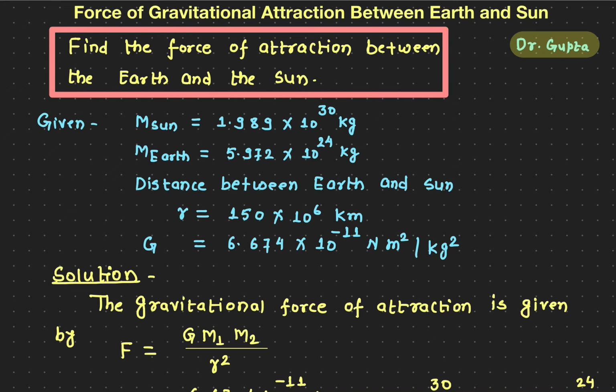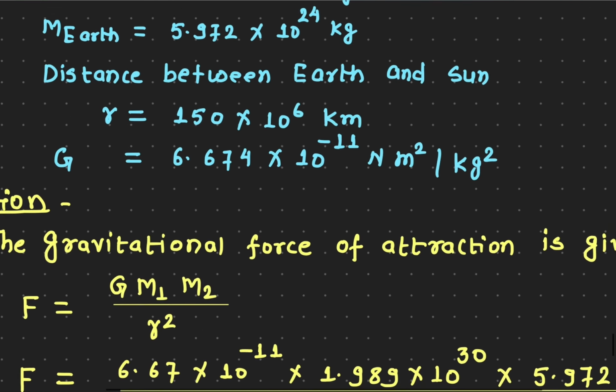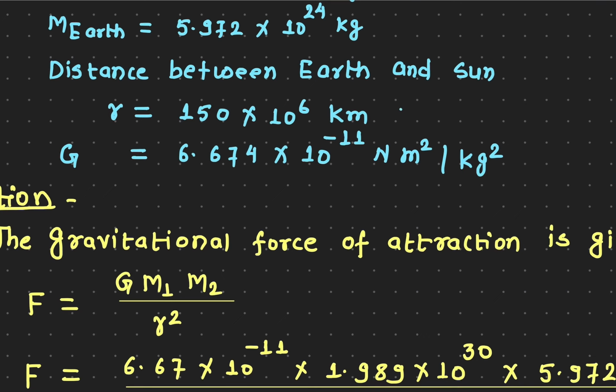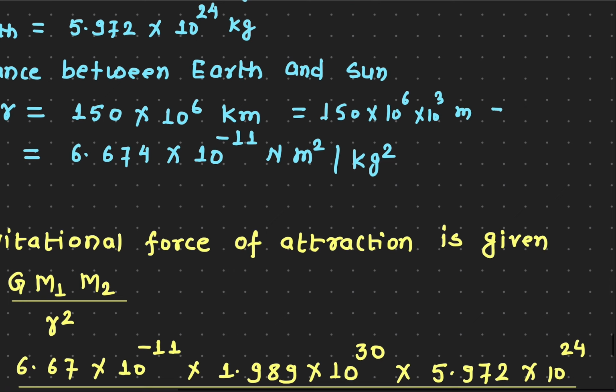And we need to change this kilometer into meter. How do you do that? So 150 times 10 to the 6, and remember 1 kilometer is 10 to the 3 meters. So if you do your math, it will be 150 times 10 to the 9 meters.